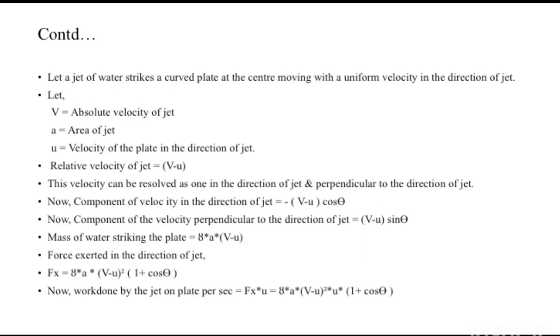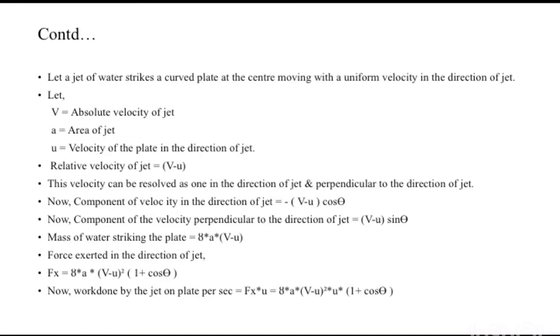Now this velocity can be resolved in the direction of the jet and perpendicular to the direction of the jet. The component of velocity in the direction of the jet will be minus (V minus u) cos theta, that is, minus in the bracket (V minus u) cos theta. Why the negative sign? Because this component moves in the opposite direction to the velocity actually acting on the plate. The component of velocity perpendicular to the direction of the jet is (V minus u) sin theta.